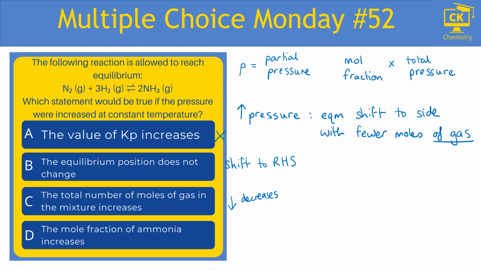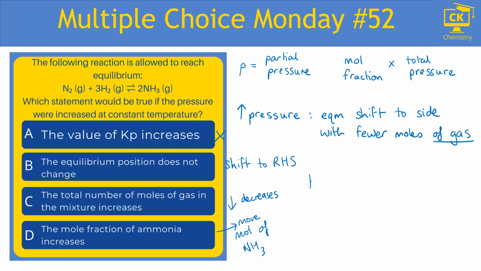So we've decided that they're all wrong, and therefore the mole fraction of ammonia increases. Well, yeah, because we know if it shifts to the right hand side, there are more moles of NH3 than there were before, and if there are more moles, no matter what's happened to the total moles, the mole fraction will have increased. Okay, let's have a look at the maths and see if we can work this out.